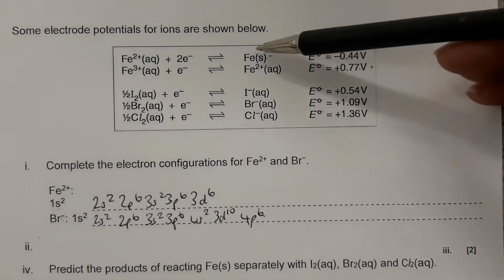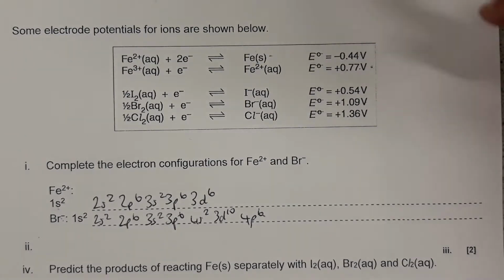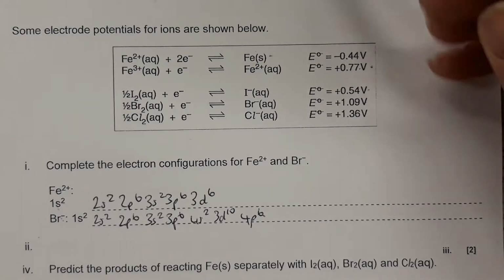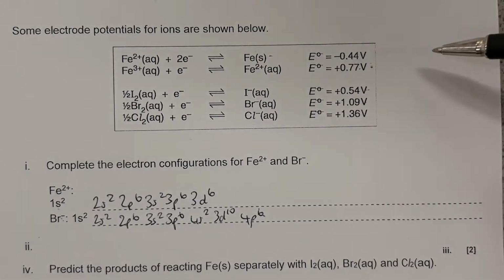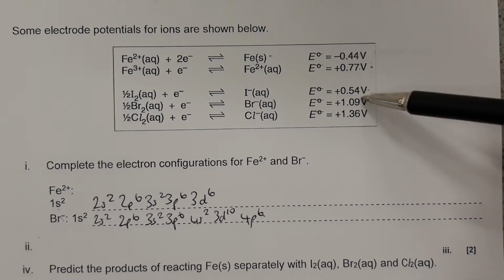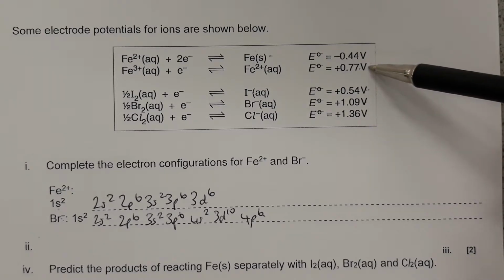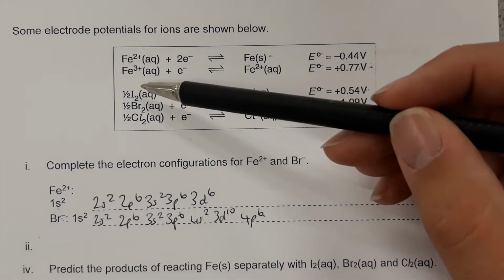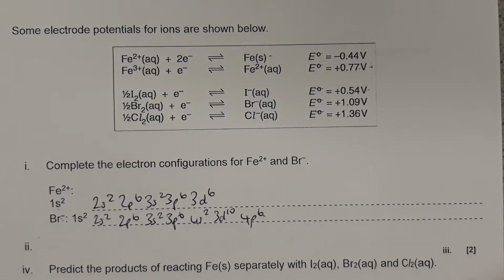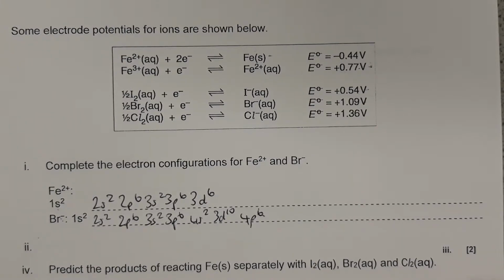The first one stops at FeI2 because the iodine half equation is less positive than the iron 2, iron 3, so it can't continue the oxidation. That reaction will stop. But the other two, because they are more positive than the iron 2, iron 3 half equation, the oxidation of iron will go to the iron 2 and then continue to the iron 3. So your other two products will be FeBr3, because we're going to end up with an iron 3 ion, and FeCl3.